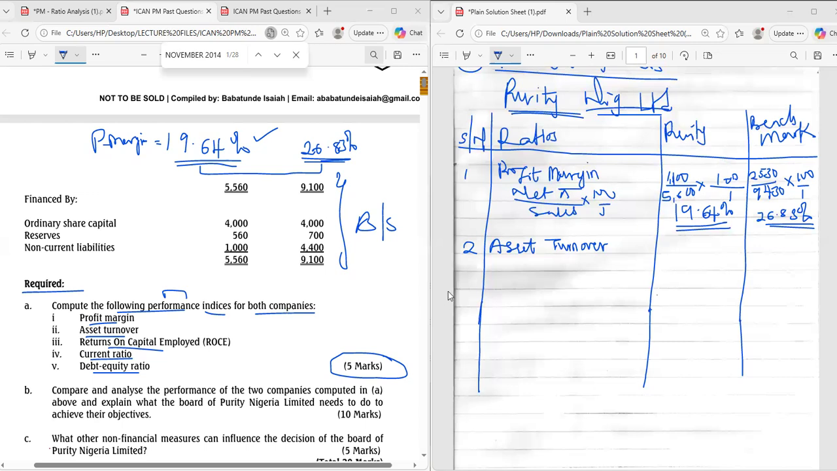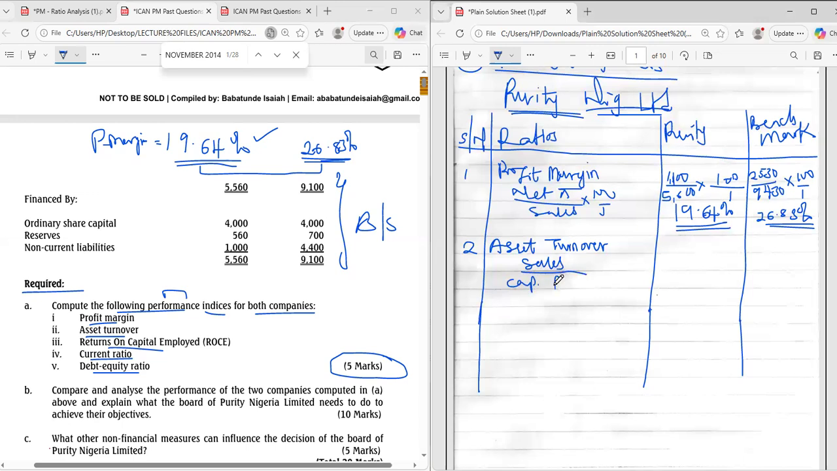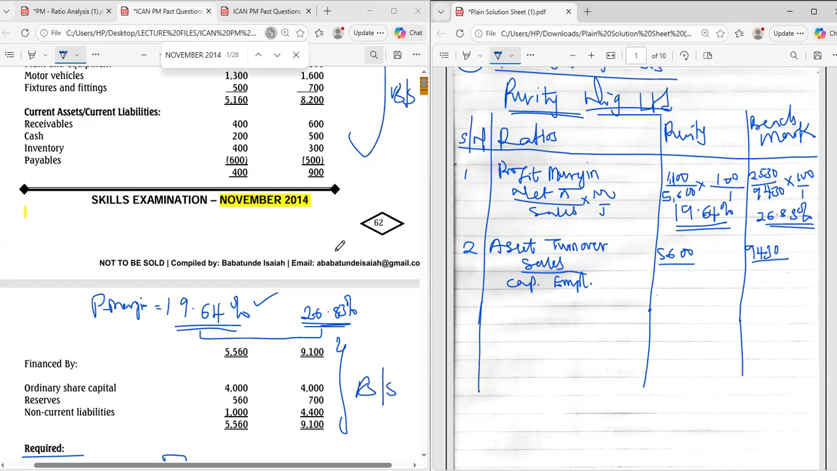Now give me the formula for asset turnover. Sales over capital employed. We already know the sales: 5,600 for one, and 9,430 for the other. Let me go up so you can find capital employed by yourself.